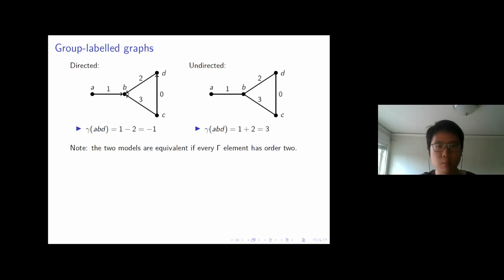So you start with some orientation of the underlying graph. You have weights on the edges, and if your walk traverses the edge forward, then you add the element. If your walk traverses the edge backwards, then you subtract the element. Okay, and note that the two models are equivalent if every element of your group has order 2, because in that case, every element is equal to its inverse. So adding and subtracting are the same thing.